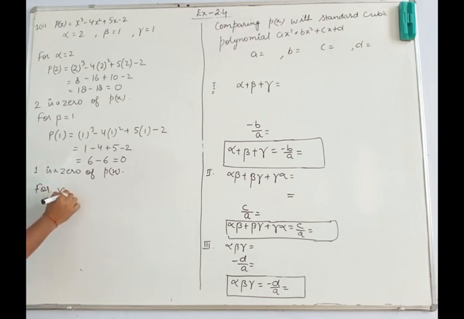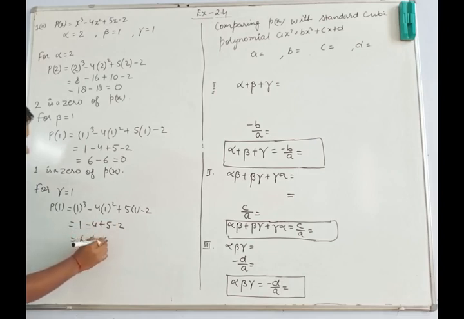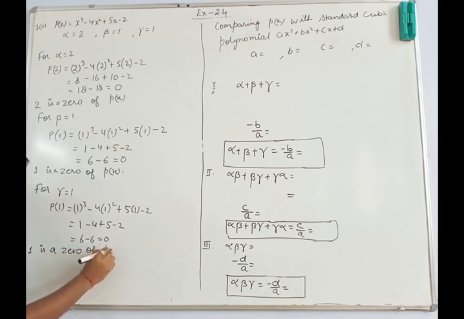Now for gamma equals 1. So P(1) will be what again? The same thing will happen. 1 cube minus 4 into 1 square plus 5 into 1 minus 2. Okay, 1 minus 4 plus 5 minus 2. Again 5 plus 1 is 6, minus 4 minus 2 is minus 6. It will give you 0. So again 1 is a zero of P(x).